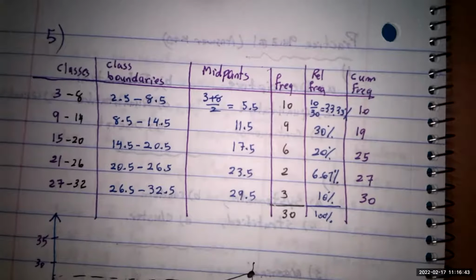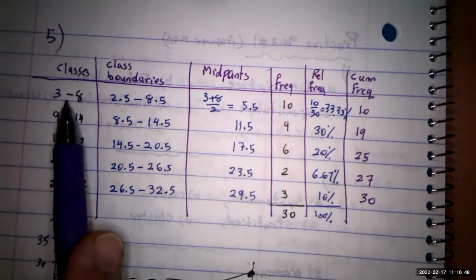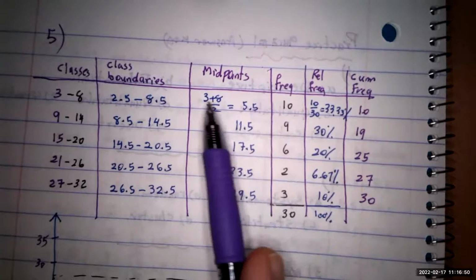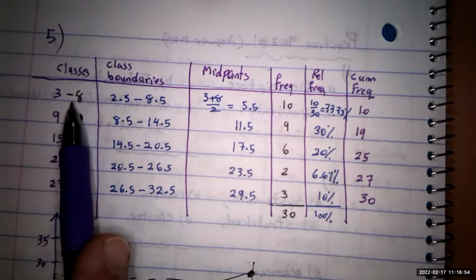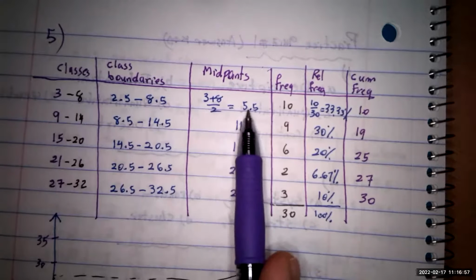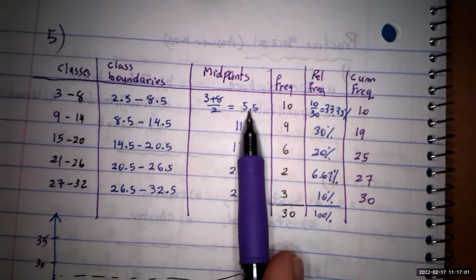Any question? There are 10 numbers in this class. If you want to find the mean, you have to add all the 10 together, but you don't have them. What you're going to do is pick a representative of the members. The representative is the midpoint.